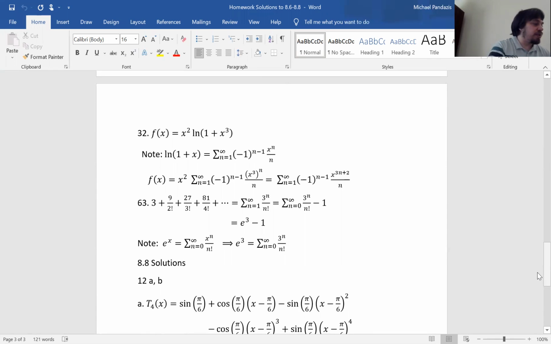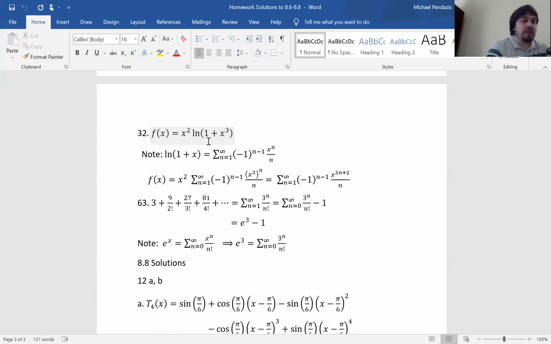The next one in this section is number 32. And it says, use the Maclaurin series in table 1 to obtain the Maclaurin series for a given function. Okay, so the Maclaurin series table is on page 490 of the textbook. Okay, so the one I'm going to use here is the ln one.